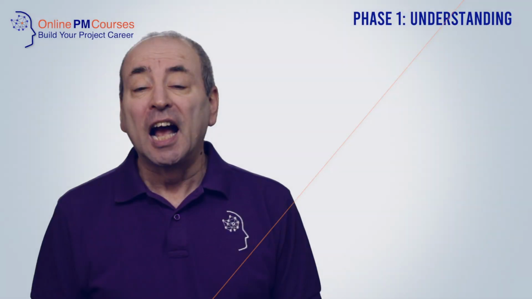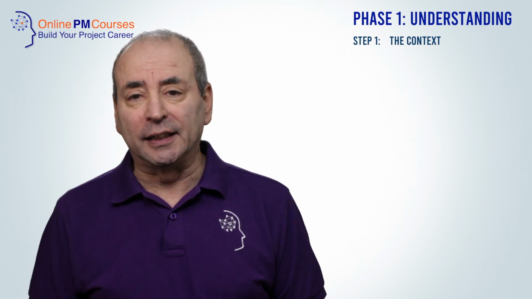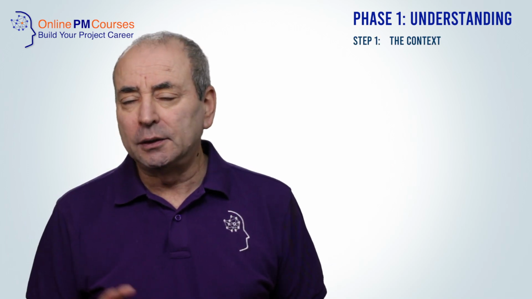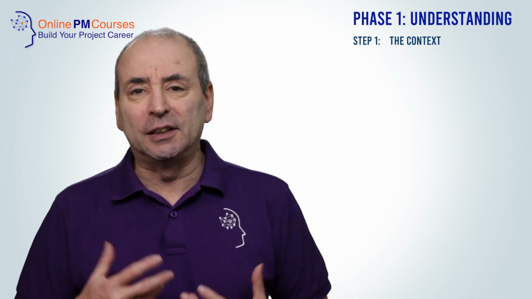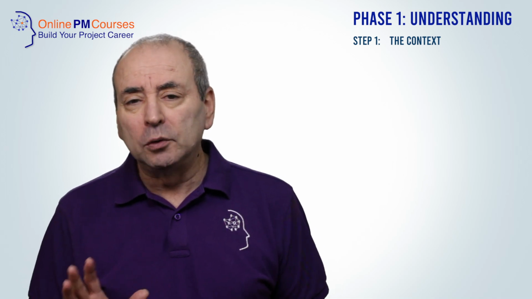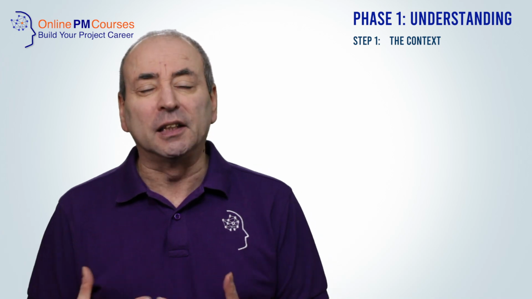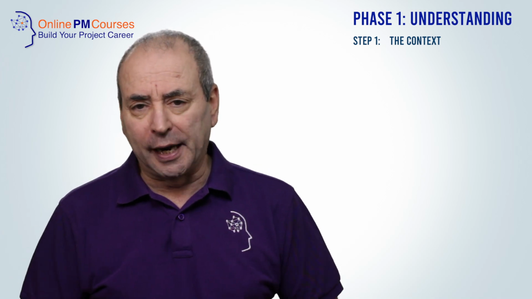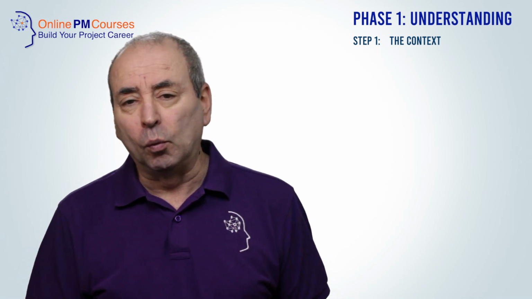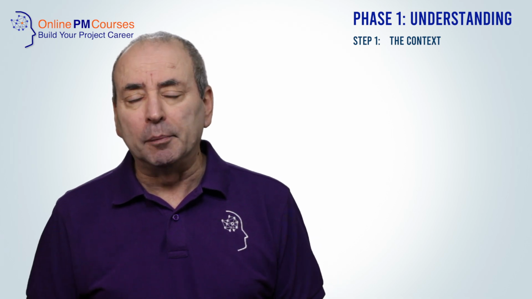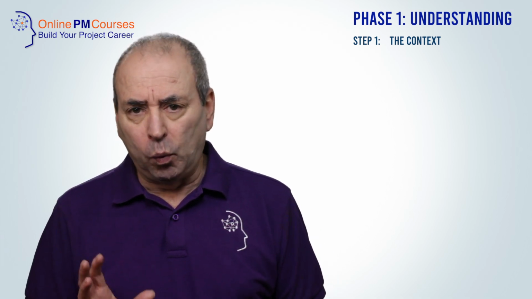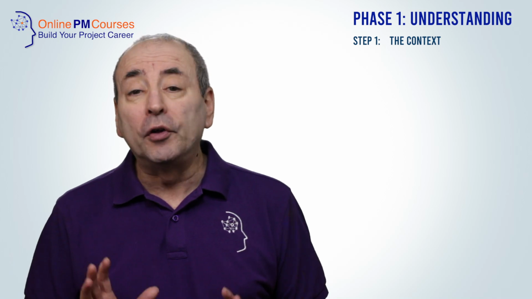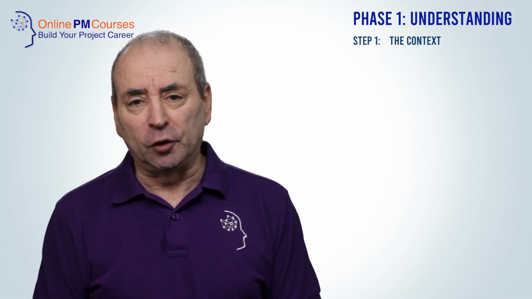Understanding. Step 1 is to understand the context of your project. This will give you a sense of the political dimension of your project, but also the external dependencies, all the things that are going on around your project that can have impact on what you're doing. They can either be dependencies that dictate when you do things and how you do things, or the constraints which limit your choices.